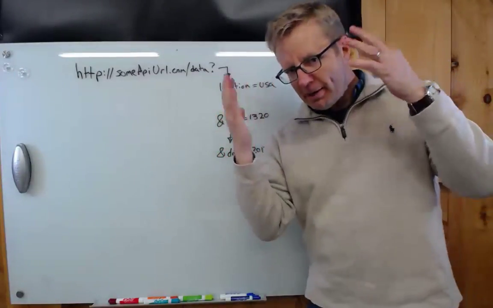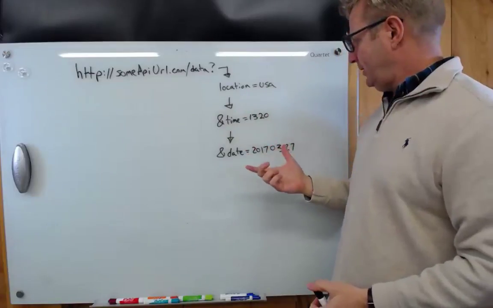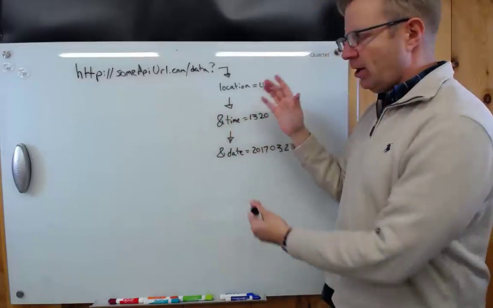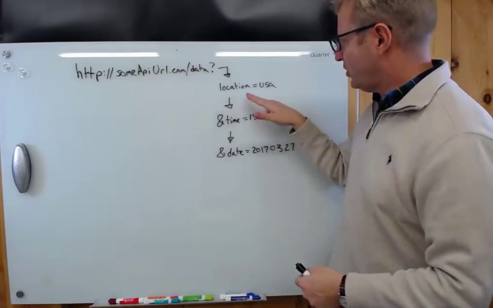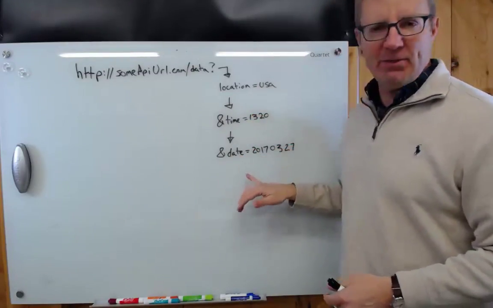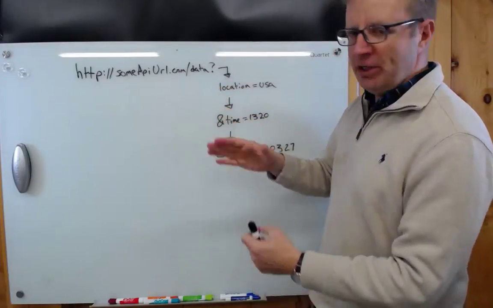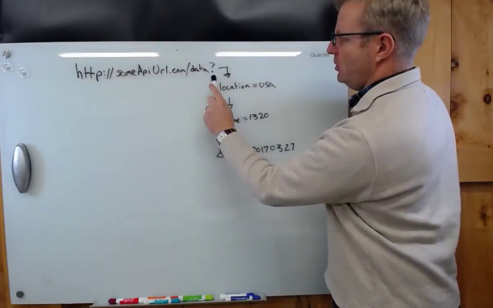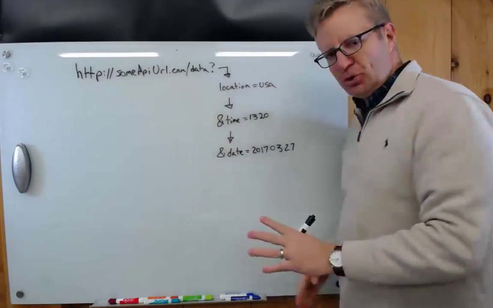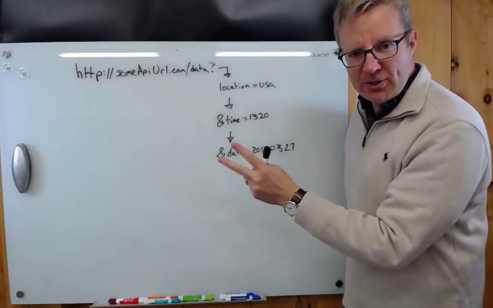So think about that, and then think about this URL. What we might do in this case, maybe we have some URL whose job it is to give us some information based on where we are and what the time of day is and what date it is today. The way that we would string together this URL is there would be a question mark usually, which sort of begins the query, and then we would put some key value pairs together again.